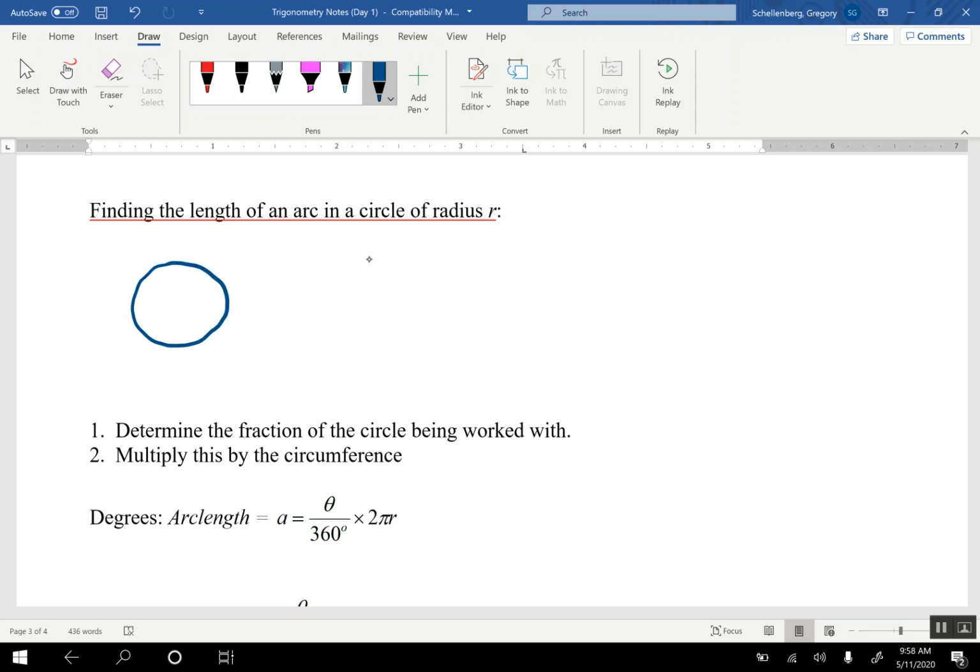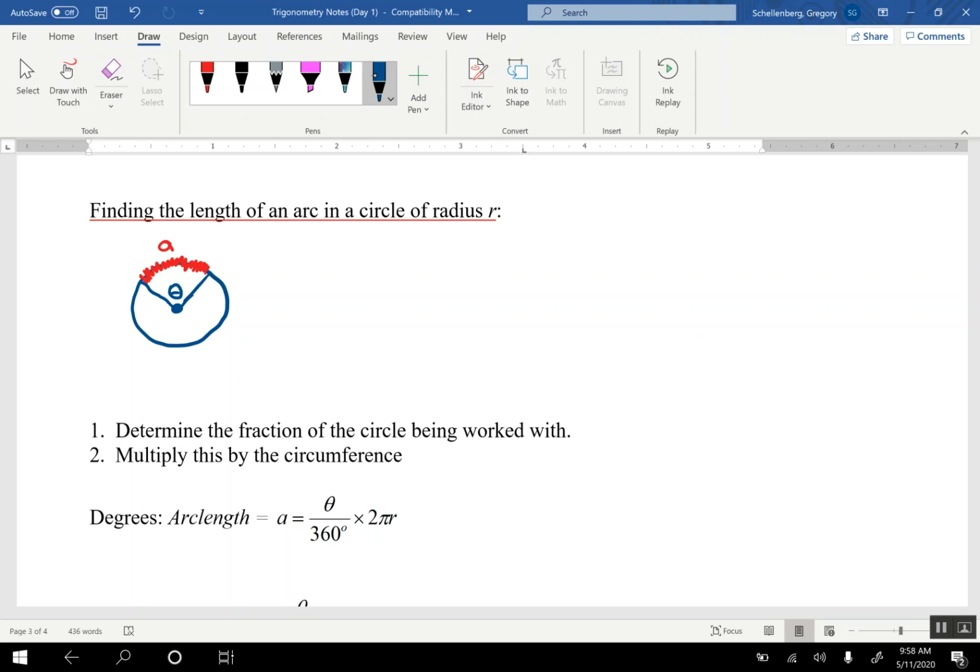So we've got a circle, and I'm just going to draw a central angle here. This central angle I'm just going to call theta. Now what is arc length? Arc length is the measure of the circumference of the circle contained by that central angle theta. So this is arc length, and our shorthand for that is A.